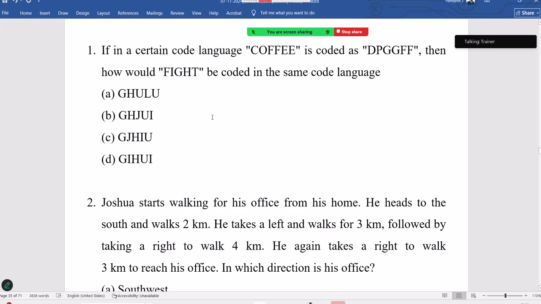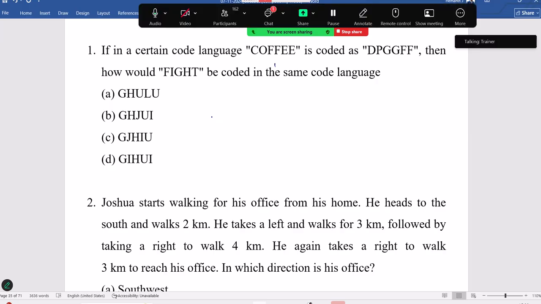Let us see about this first question related to coding and decoding. Here they mention coffee is coded as DPGGFF. It's very simple, plus one logic. Next letter they are writing.